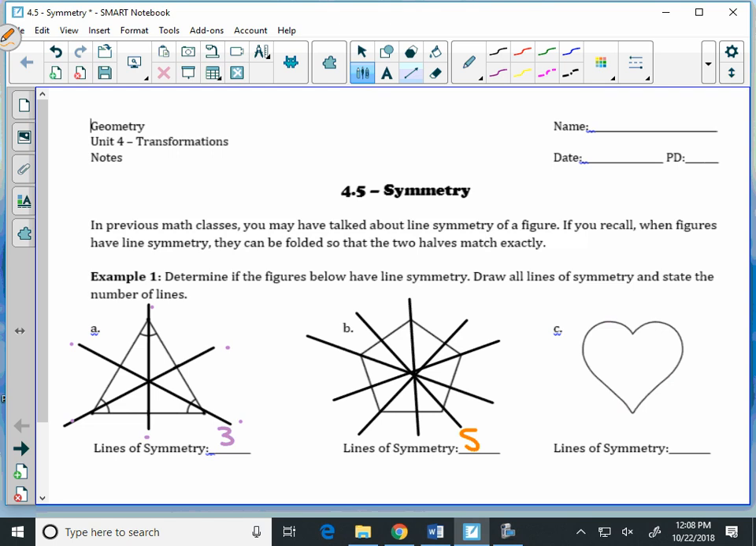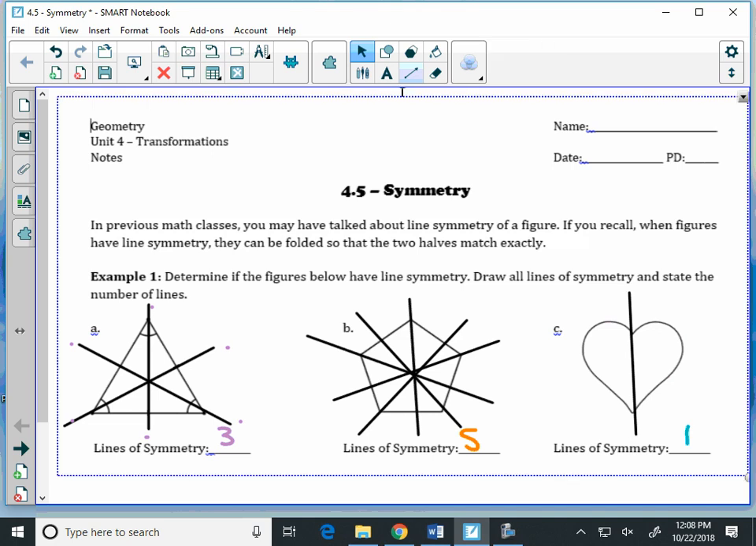If we take a look at C, where can we draw a line of symmetry for C? Right down the middle. Are there any other lines of symmetry we can draw? Nope, that is the only one. So it only has one line of symmetry. Okay, one thing to take note. In this triangle, all the sides and angles are the same. How many sides does the triangle have? 3. How many lines of symmetry did it have? 3. This one, all the sides and angles were the same.